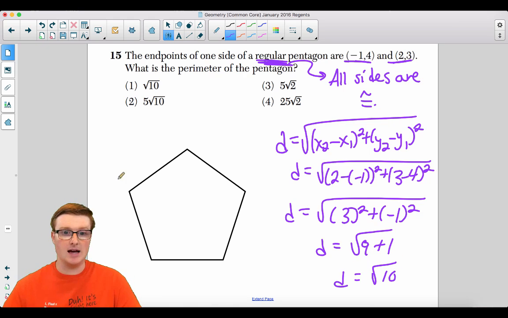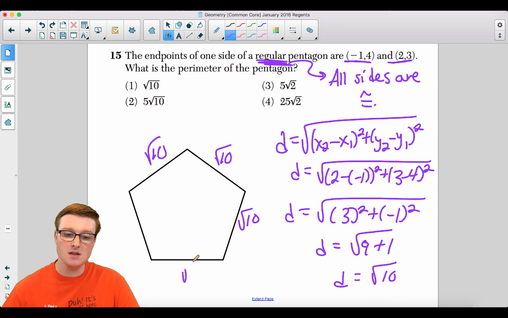That's the length of one side. So this is radical 10, and if that's the length of one side and it's a regular pentagon, then all sides are radical 10. They're asking you for the perimeter of the pentagon.